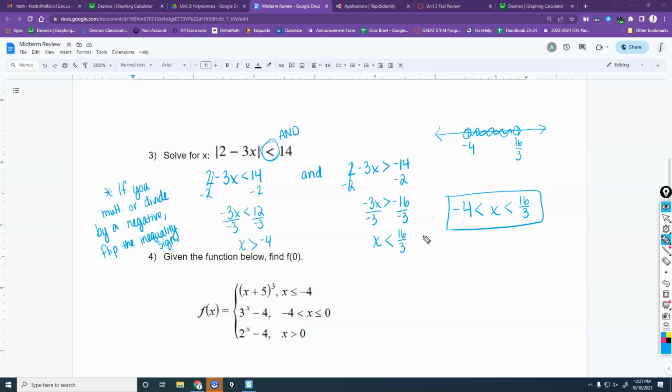That one is harder to do on Desmos. If you do it on Desmos like Peyton did, it will at least give you the numbers. So you'll at least have your negative 4 and your 16 over 3. It will not really show you if it's the numbers between or on the outside. But it might narrow down your choices if nothing else. Okay, questions?